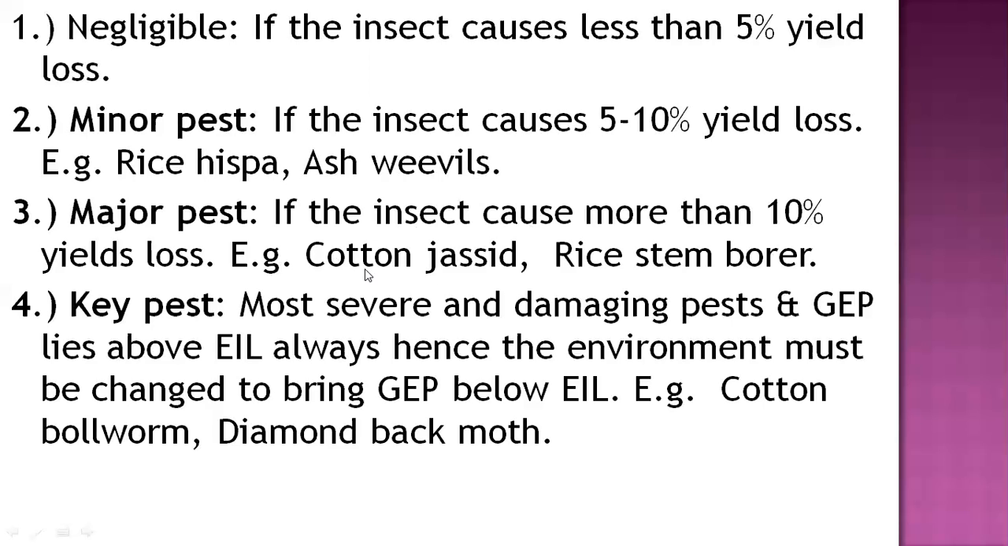Now the key pest. It is the most severe and damaging pest, where the general equilibrium position lies above the EIL, economic injury level. The environment must be changed to bring the GEP below that EIL. An example is cotton bollworm. The diamondback moth also comes under key pests. So these are some important categories on the basis of the loss caused by insects. Dear students, these are also some points related to pest outbreaks.